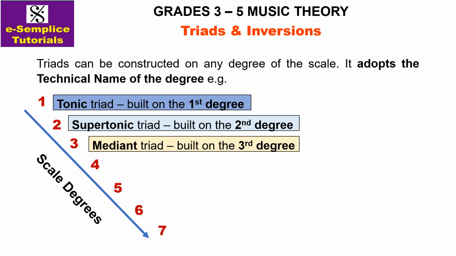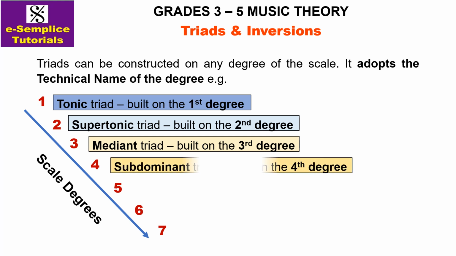The third degree is mediant. So any triad built on the mediant will be a mediant triad, i.e. built on the third degree. Subdominant triad is built on the fourth degree. The technical name for the fourth degree of the scale is subdominant.